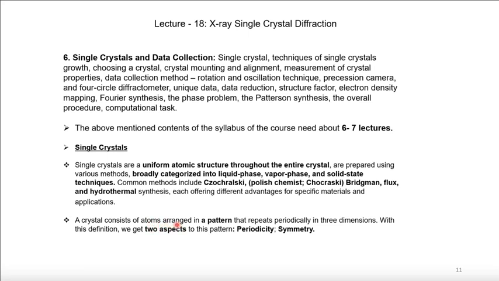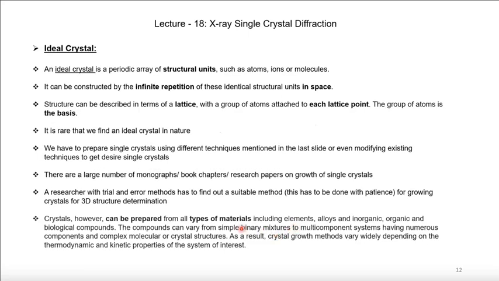A crystal consists of atoms arranged in a pattern that repeats periodically in 3 dimensions. That's what we discussed in the very beginning, the 2 aspects: periodicity and symmetry. We talked about periodicity, we talked about symmetry also in our previous lectures. Ideal crystal, what do we mean by an ideal crystal? An ideal crystal is a periodic array of structural units such as atoms, ions, or molecules. A periodic array, this is what an ideal crystal is.